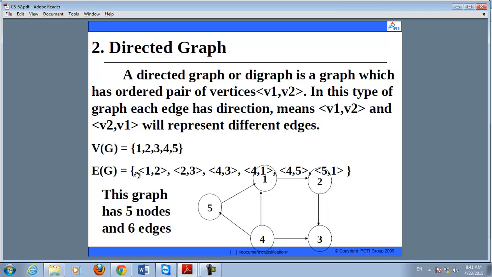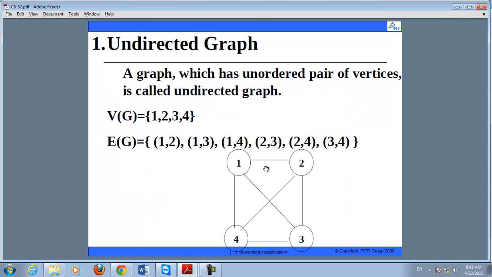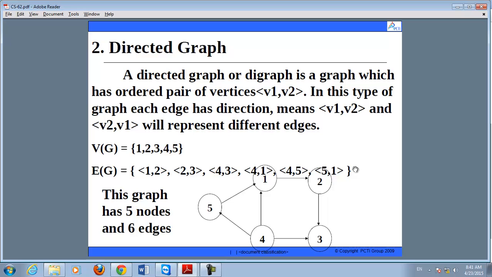In a directed graph, the edges will be presented in angular brackets, and in an undirected graph the set of edges will be presented in parentheses. This graph has 5 nodes, that is 1, 2, 3, 4, 5, and a total of 6 edges, that is 1 to 2, 2 to 3, 4 to 3, 4 to 1, 4 to 5 and 5 to 1.